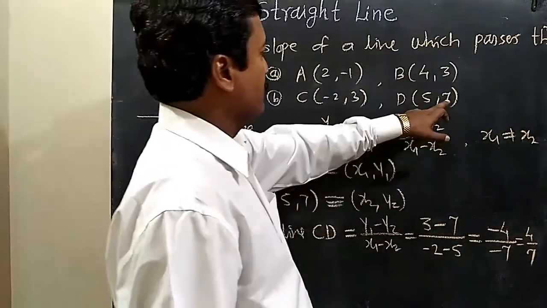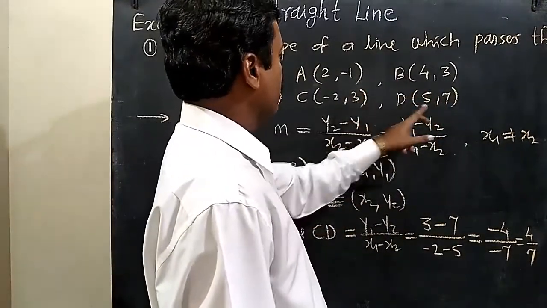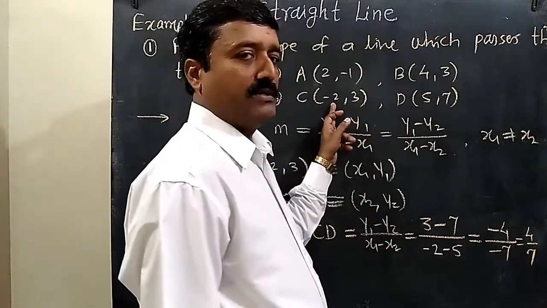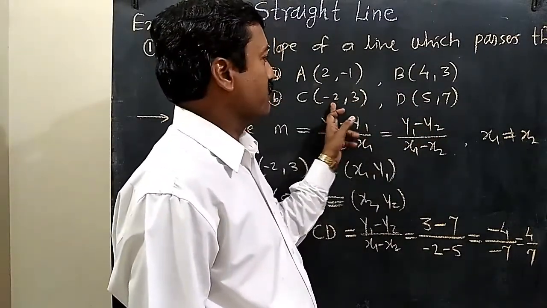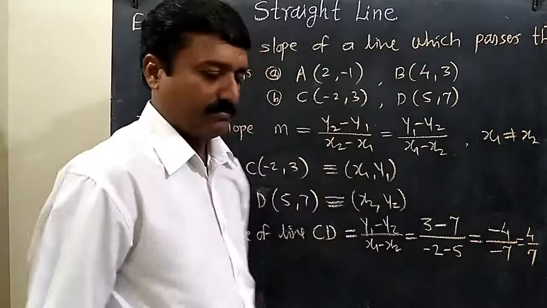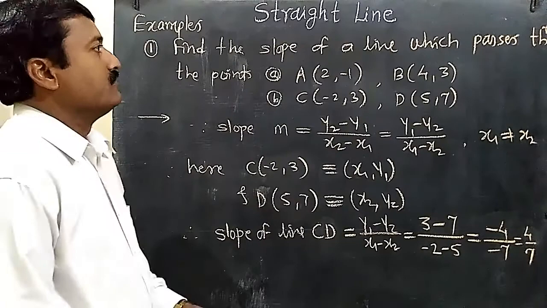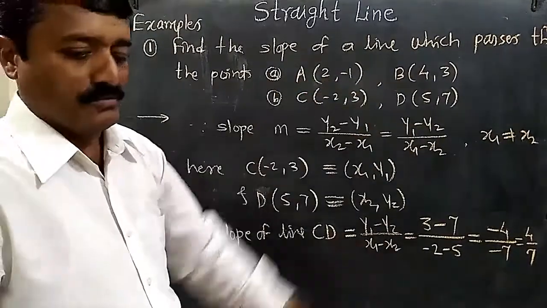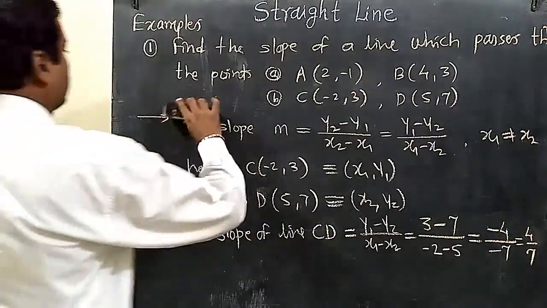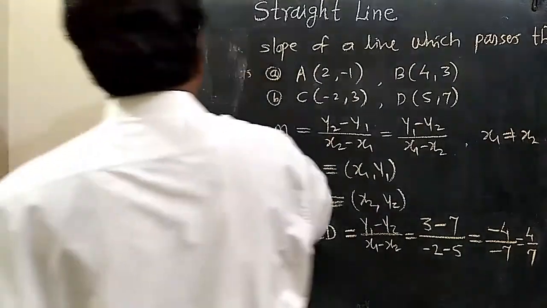Orally also we can find it. 7 minus 3, that is 4, and 5 minus (-2), that is 5 plus 2, 7. So 4 by 7. That is the way to find the slope of a line which passes through the given 2 points. Let us see the second type of example.